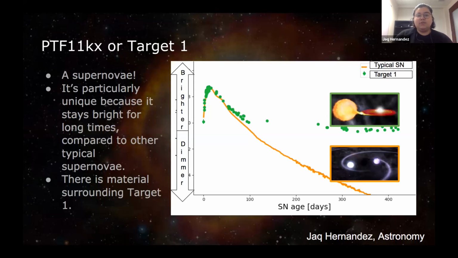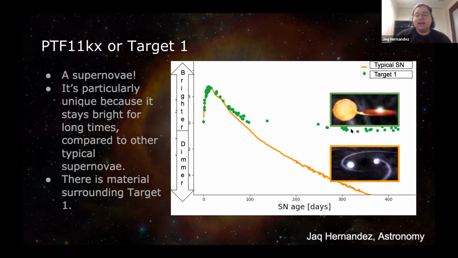It's particularly unique because it can stay bright for even longer times than what is seen in a typical one. In the plot here, a typical supernova is shown in orange, while our Target 1 is shown in green. Between day 300 and 400, a typical supernova will begin to die off. It's really hard to see anymore, basically embers. Our Target 1 will still be significantly brighter for who knows how long.